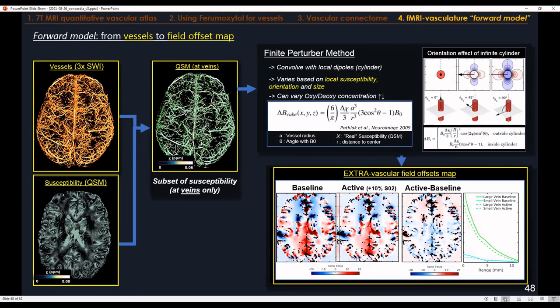an extravascular field offset map. And then if we vary the oxygenated and deoxygenated blood concentration in the model, you can simulate an active state of plus 10% of SO2, and then you get a baseline map and an active map. If you take the difference between the two of them, you get an estimation of the field offset based on an activation of 10%.